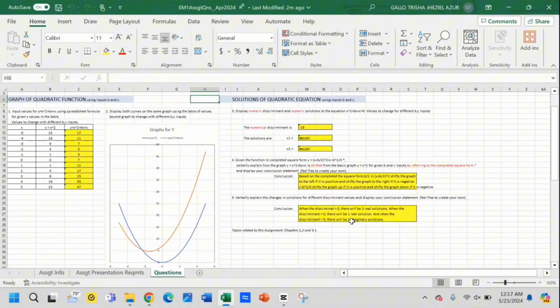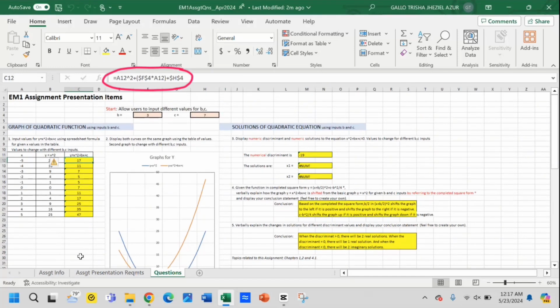assignment. This is the formula I used for this column, and the dollar signs here are absolute references used to lock the values b and c, which basically means that with the dollar signs, b and c are constant values for this whole column to refer to when following the equation y equals x squared plus bx plus c.